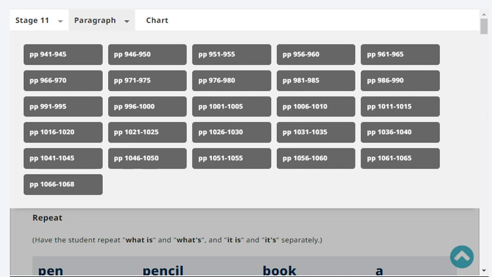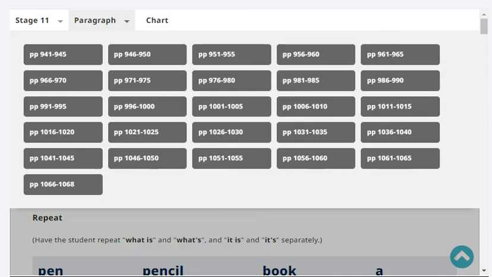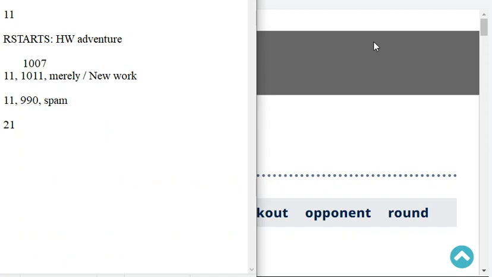We are at stage 11, and we are at page 1011. Okay, yes, 1011. And our last headword was "merely", a new word type of lesson.